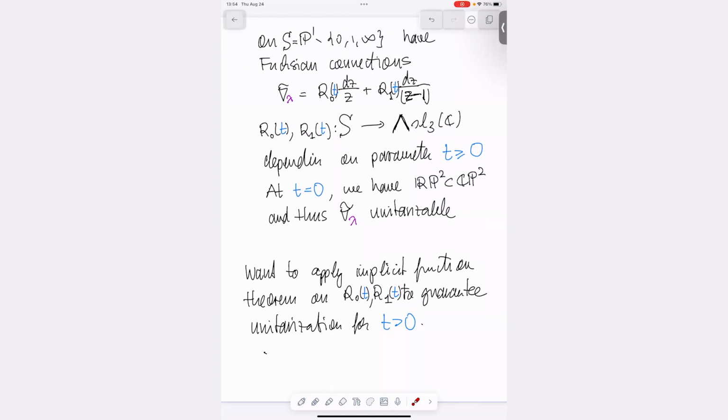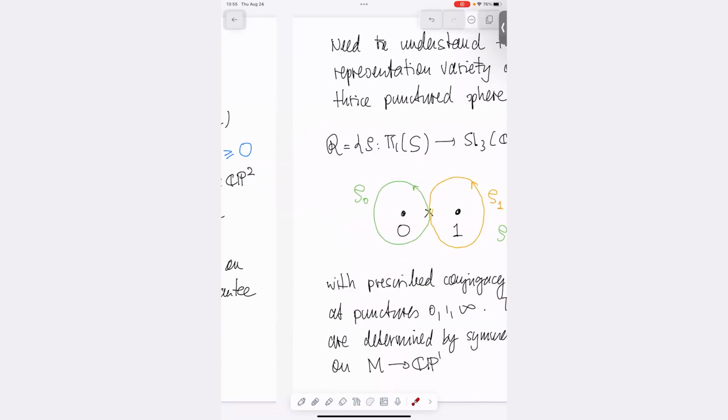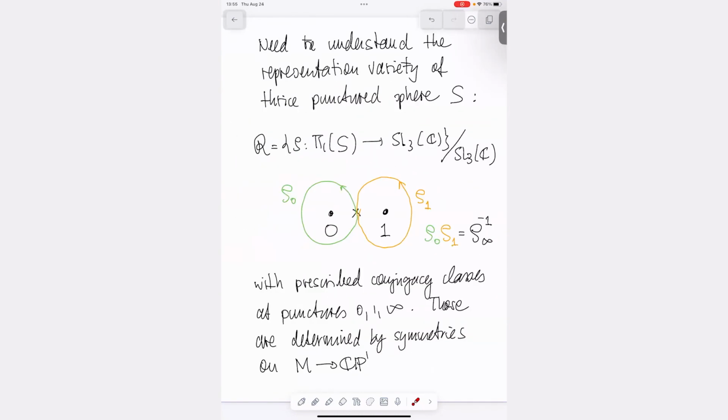That's what we do here. We write down Fuchsian or logarithmic connections on the triply punctured sphere with an additional parameter, and we make it such that at t equals 0, we know where we are. We have an RP2 in CP2, which is where the connection is unitarizable, and then we try to use the implicit function argument to move away from that configuration. And in order to do this, the only thing you need is to understand the representation variety of the triply punctured sphere. And that has been done, so one has explicit formulas for that.